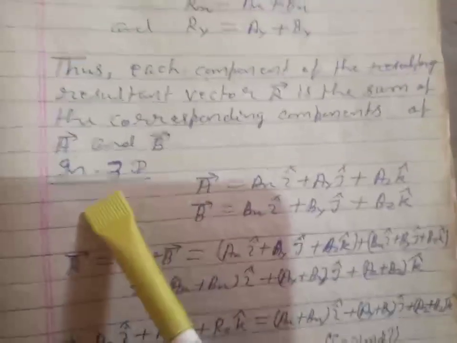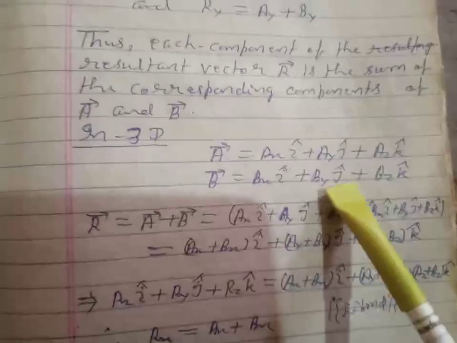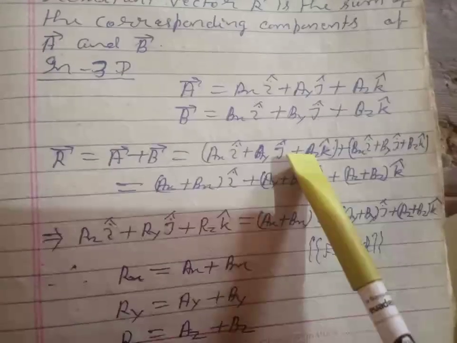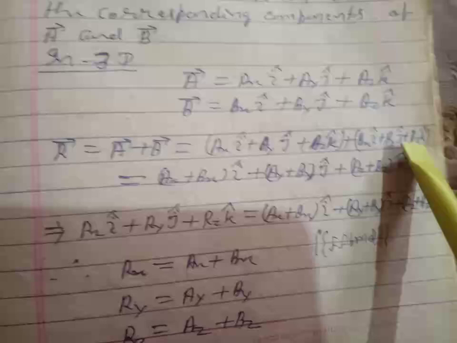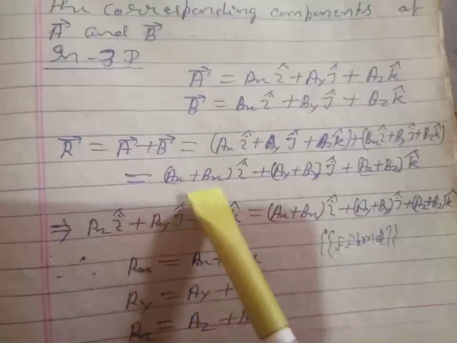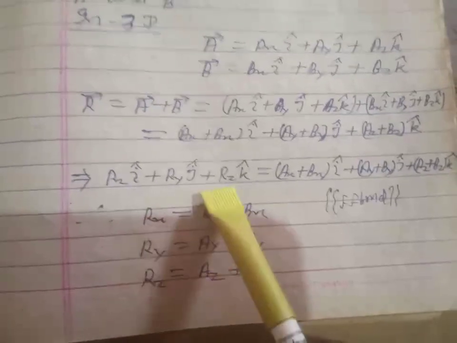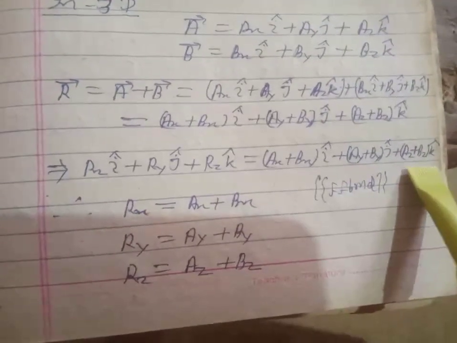Similarly in 3 dimensions, it can be written as A vector equals ax i cap plus ay j cap plus az k cap, and B vector equals bx i cap plus by j cap plus bz k cap. Hence R vector equals A vector plus B vector equals ax i cap plus ay j cap plus az k cap plus bx i cap plus by j cap plus bz k cap, or equals (ax plus bx) i cap plus (ay plus by) j cap plus (az plus bz) k cap. This implies rx i cap plus ry j cap plus rz k cap equals (ax plus bx) i cap plus (ay plus by) j cap plus (az plus bz) k cap.